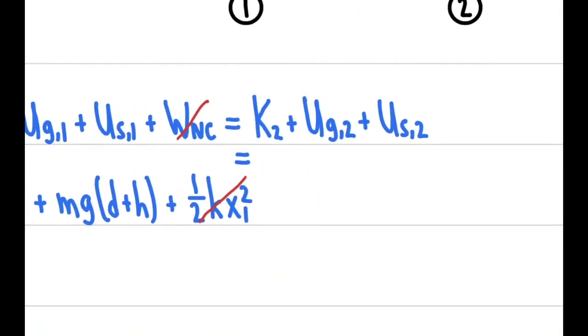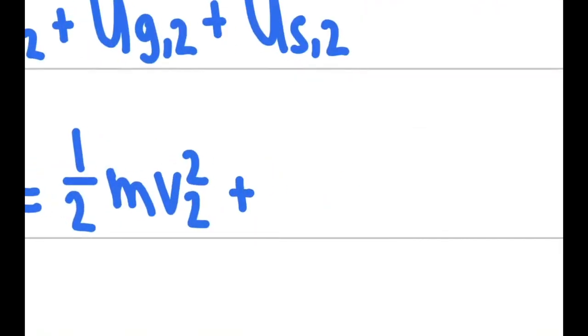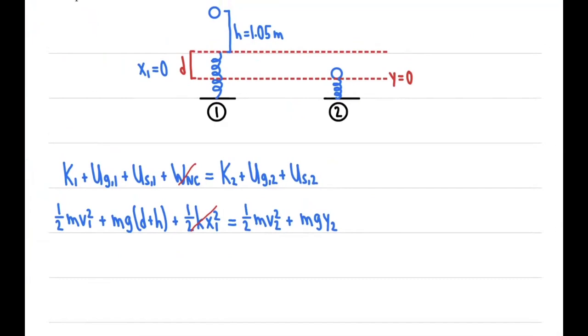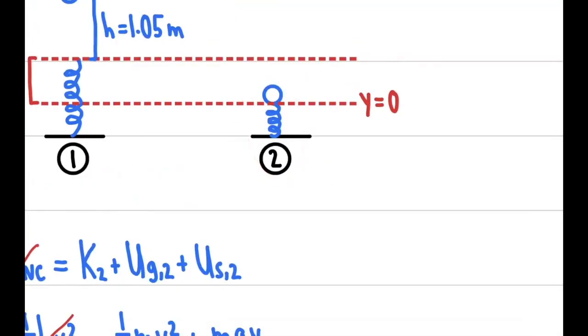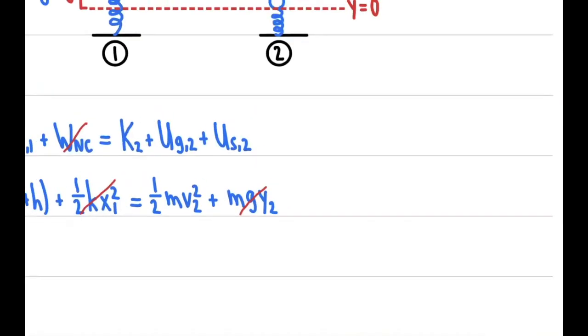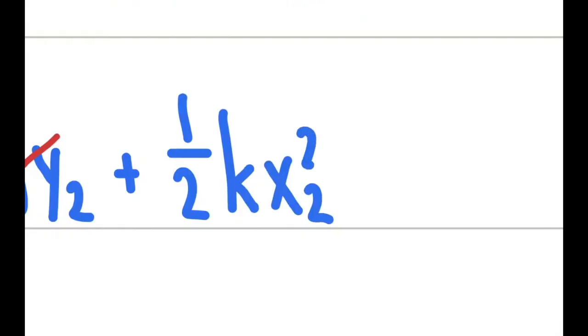And then we have K2. That's 1/2 mv2 squared. And U_G2, remember, U_G2 is just mgy2. At 2, the ball is at the y equals 0 line. So that means y2 is 0. So this is going to cancel out. And lastly, U_S2, that's 1/2 kx2 squared.